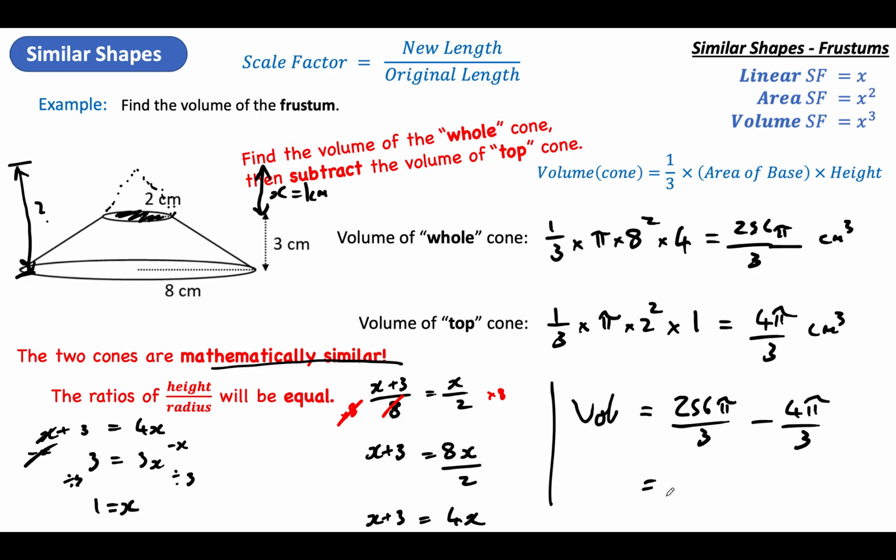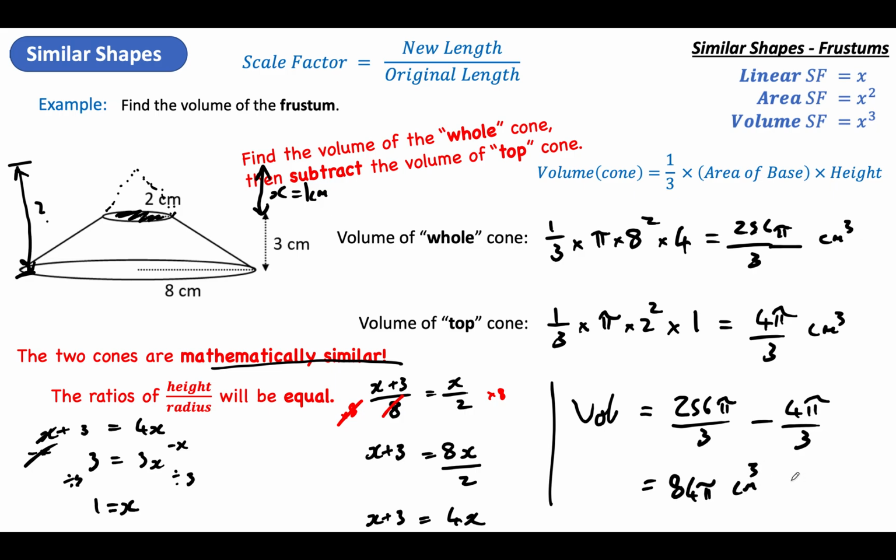Oops, 256 pi over 3. Take away 4 pi over 3 equals 84 pi. Is that really true? It is. That's very cool. The fraction disappears. 84 pi. Sort of really excited by that.